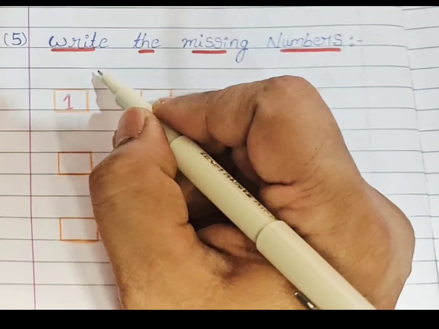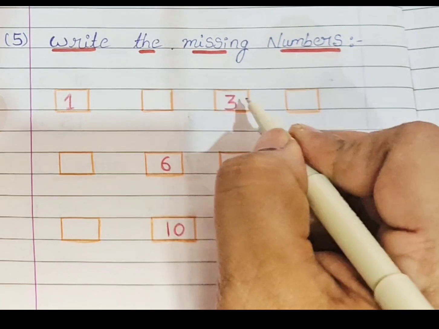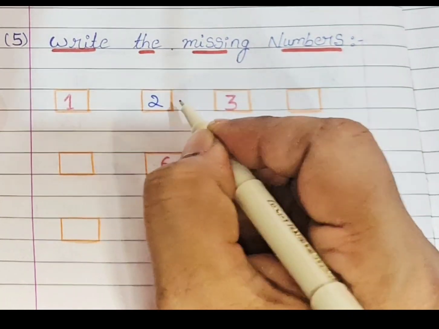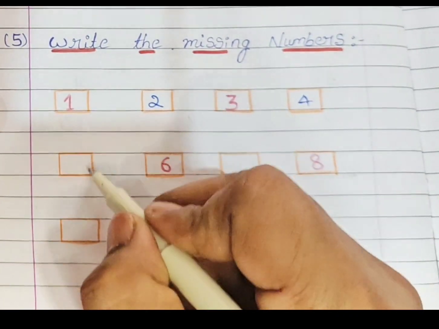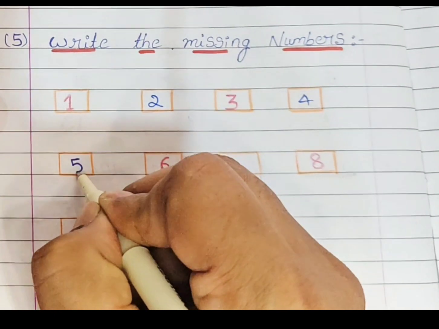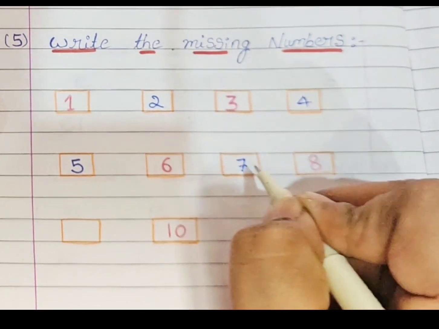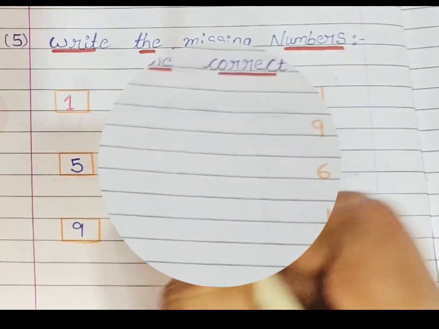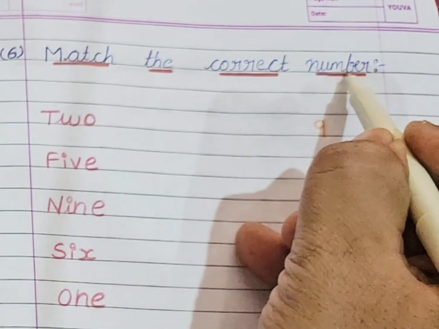So the fifth one is write the missing number. So 1 and 3 are given here. Between 1 and 3 is 2. 4 is after 3, so here 5. Again, 6, here 7 after 6. 8, and 9 after 8.